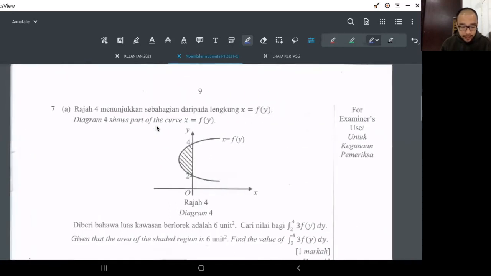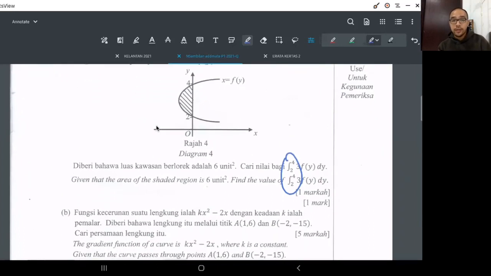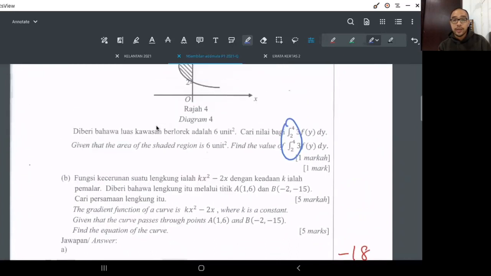All right, question number 7. Diagram 4 shows part of the curve x equals f(y). Then you're given the area of the shaded region is 6 units. Find the value of the integral from 2 to 4 of 3f(y) dy. This is kind of a no-brainer. So this is really a no-brainer.